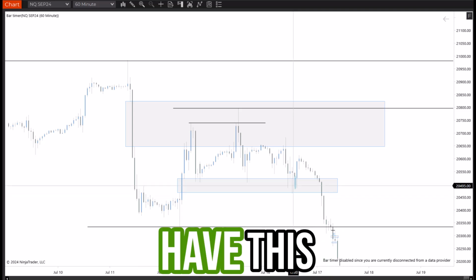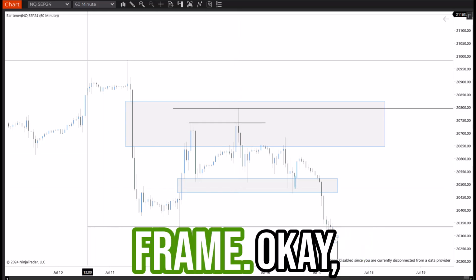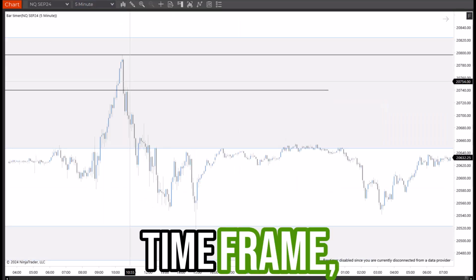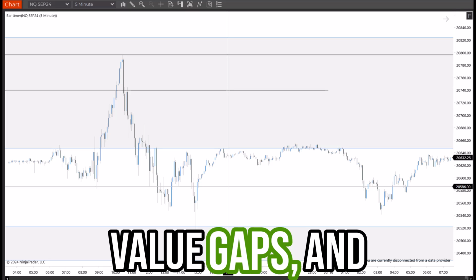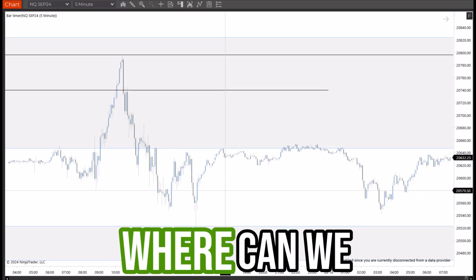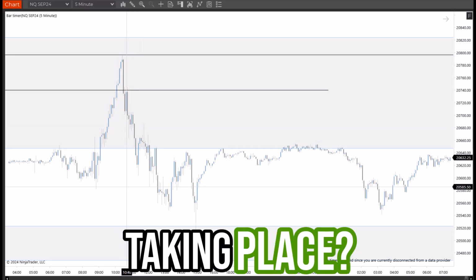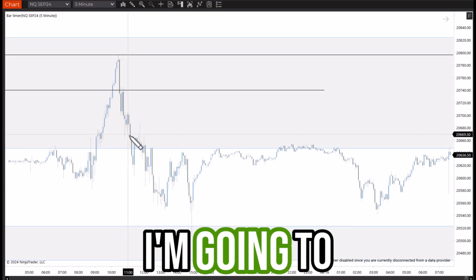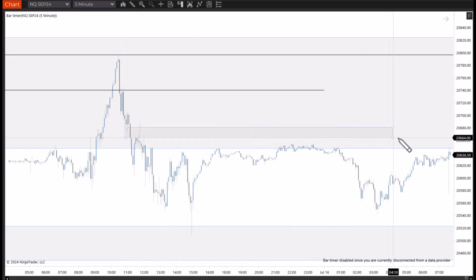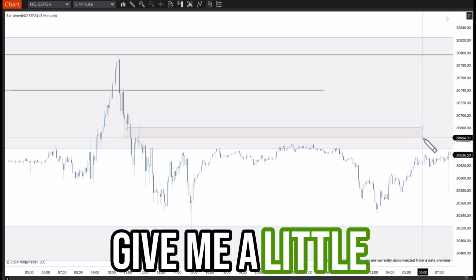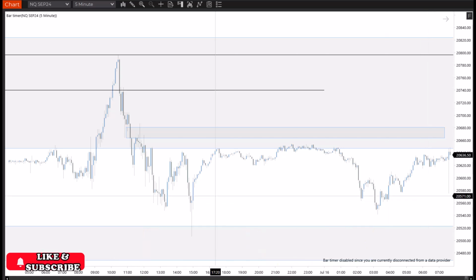So on the 1 hour time frame, I have this marked out. I am going to now look to go down to a lower time frame. Now on the 5-minute time frame, we're going to look at the exact same things we looked at before: liquidity pools, fair value gaps, and on top of that, market structure shifts. So where can we see such things taking place? Well, I look over here and I'm going to mark off this fair value gap on the 5-minute. This is going to give me a little bit more context in terms of knowing where I might be looking for an entry.